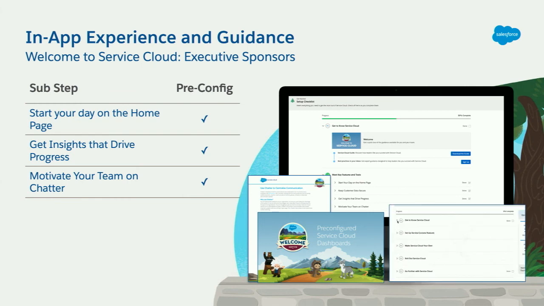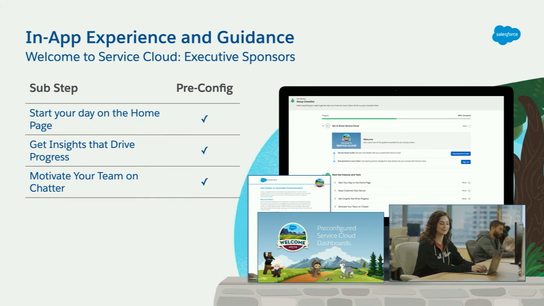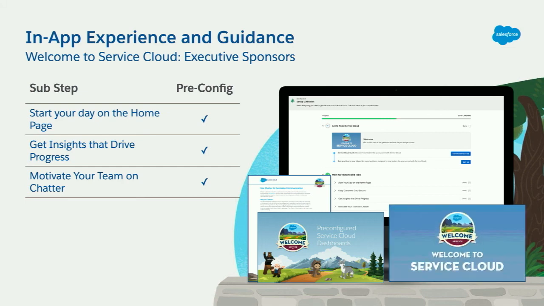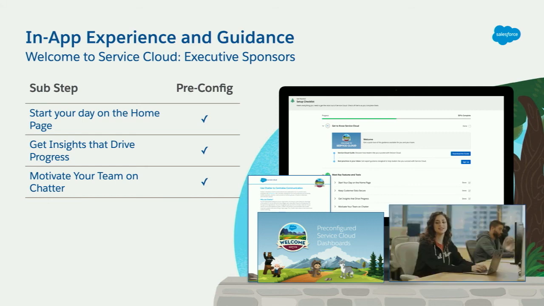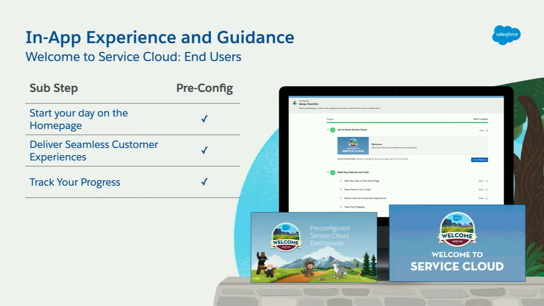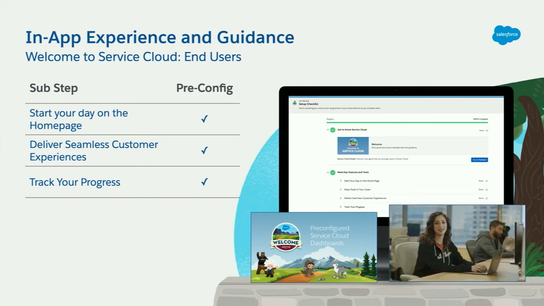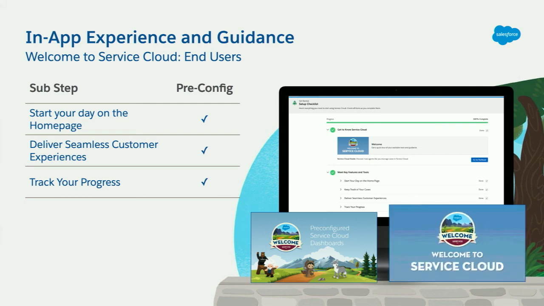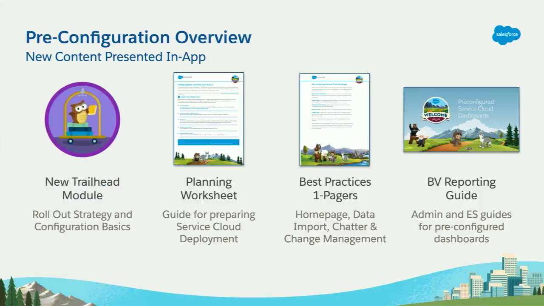For executive sponsors, there are a few pre-configured tools that are available right off the bat. There's the Start Your Day on the homepage, Get Insights that Drive Progress, and also Motivating Your Team on Chatter. So really things that executive sponsors can use to show the value of Salesforce and to help motivate and inspire your team. Then for end users, some additional tools. You can see here again, you have a Start Your Day on the homepage that is actually tailored to you. And then a couple of things that are different. So delivering seamless customer experiences and tracking your progress. So again, really tailoring what you're getting in-app to what you need for your day-to-day.